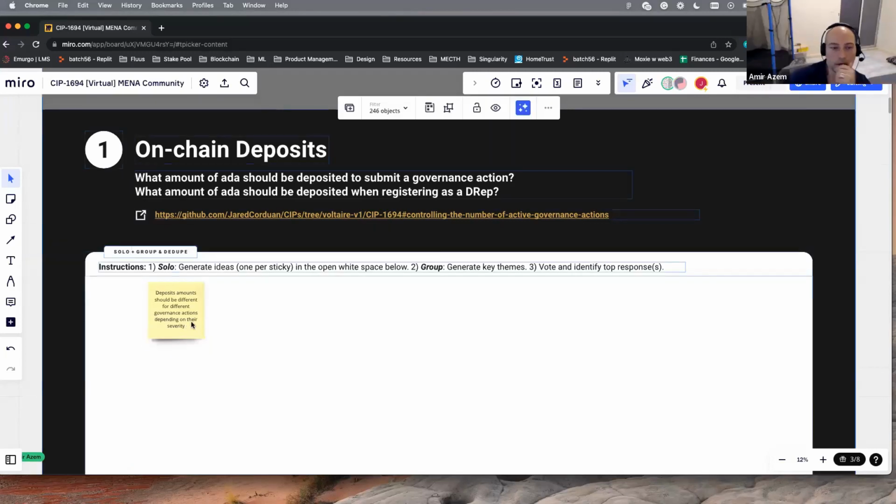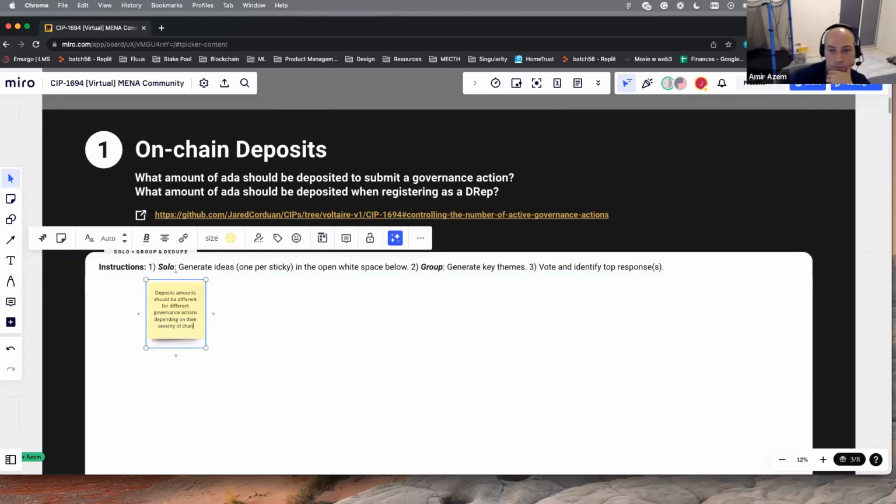Severity of change. So, for example, 1 to 4, I would say are pretty serious. And then 5 to 7 would warrant different deposits. I was thinking kind of the same thing.